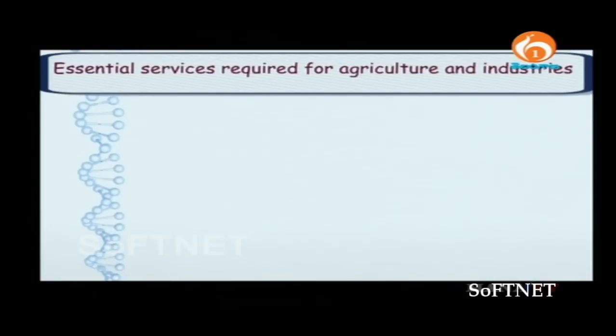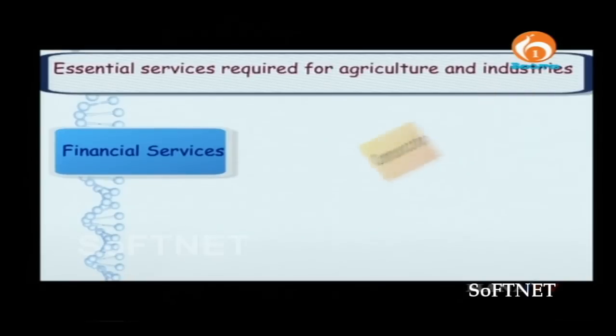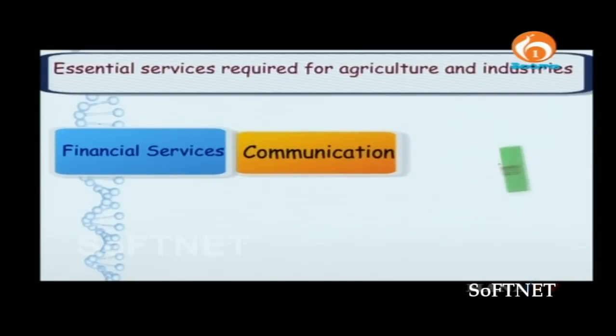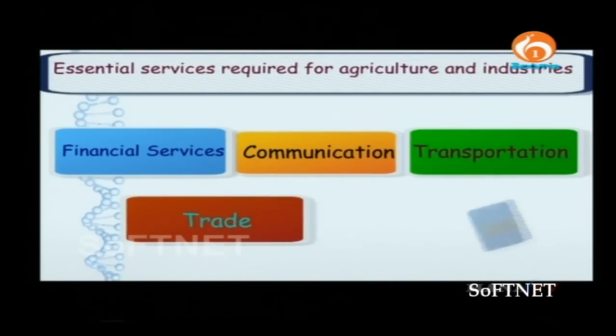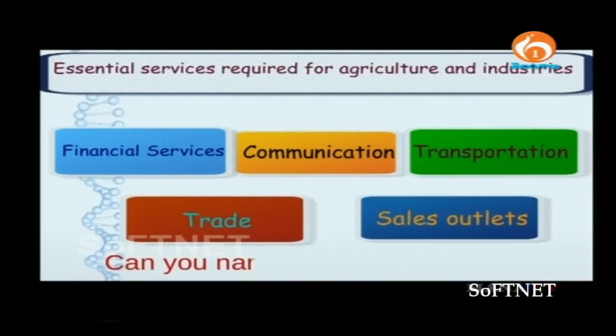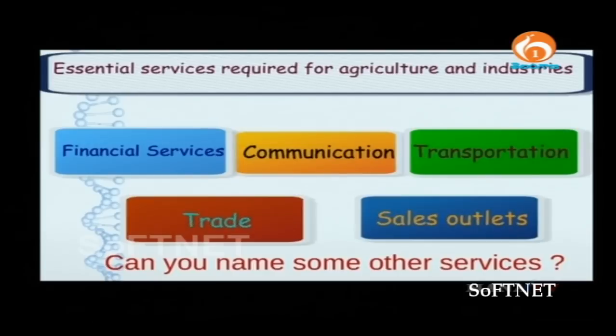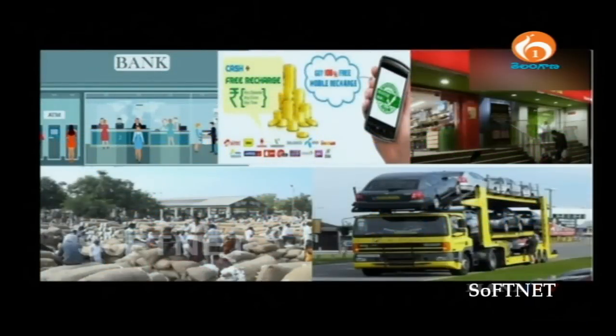Now children, let us view some pictures of essential services required for agriculture and industries. Financial services, communication services, transportation services, trade, sales outlets. Can you name some other services? Children, try to list out some other services required for agriculture and industries when you go back to your classroom. These are the pictures related to the activities which help agriculture and industries.